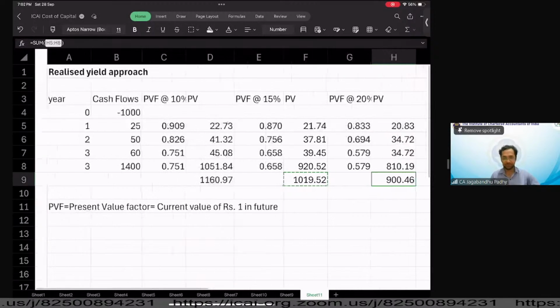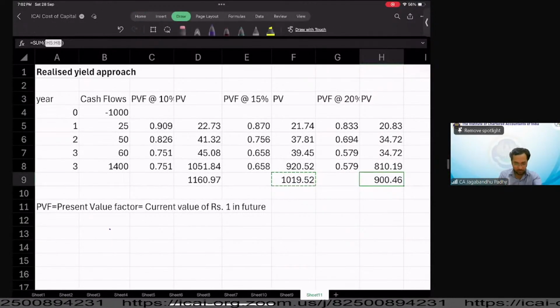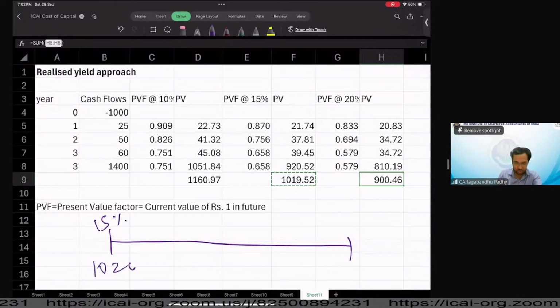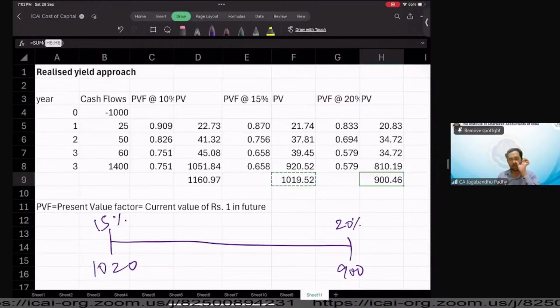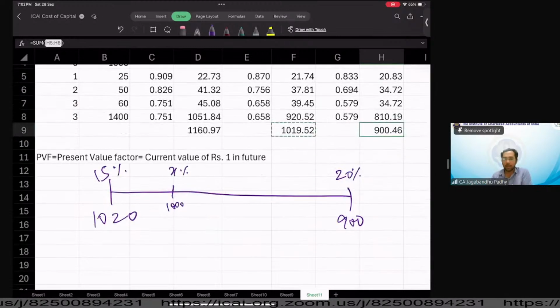Now, again, here it is a situation: at 15%, we had the value as 1020. Let's round it. And at 20%, we have the value as 900. What is the value that we need? We need the value to be 1000. And we want to know what is the rate at which the value will be 1000.